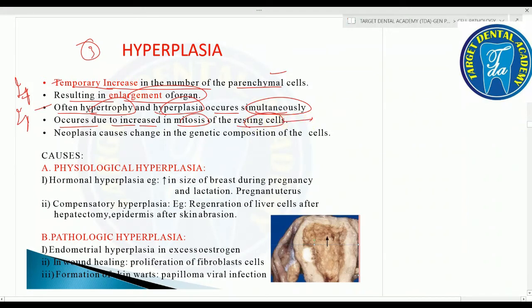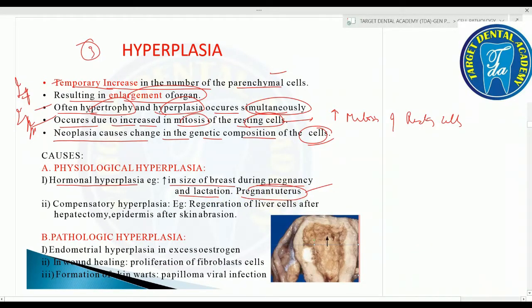What is the cause of the hyperplasia? The hyperplasia may occur due to increase in the mitosis of the resting cells. Important. The neoplasia causes the change in the genetic composition of the cells. So the causes may be physiological, may be pathological. So the physiological hyperplasia, number one is the hormonal hyperplasia. Example, when there is an increased size of the breast during pregnancy and lactation, and the pregnant uterus. Second is the compensatory hyperplasia.